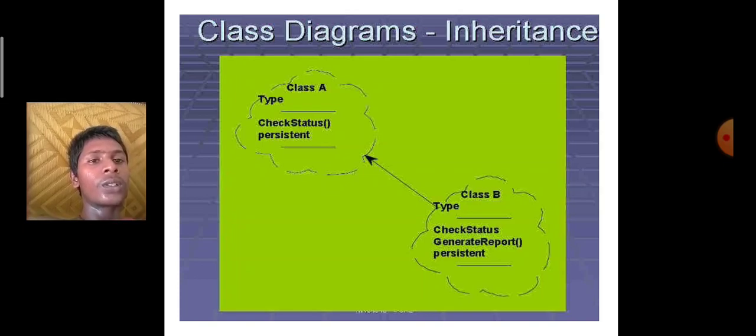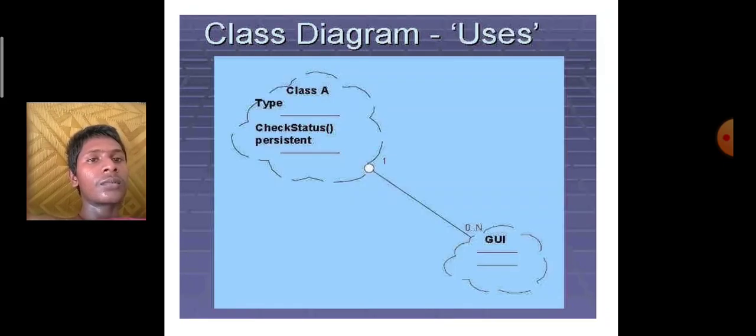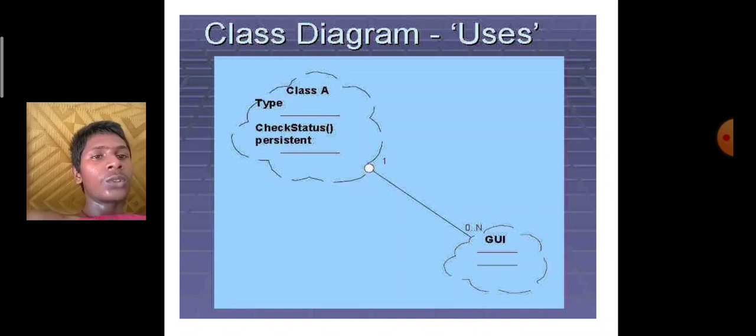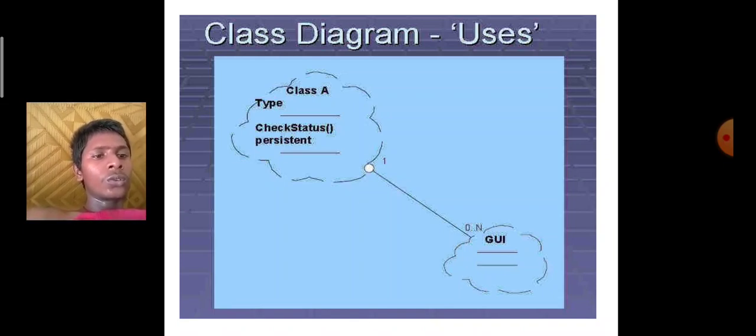Class A: type, check status, persistent. Class B: type, check status, generate report, persistent. Class diagram aggregation: Class A has Class D and Class C. Class diagram uses: Class A uses the GUI, the graphical user interface.